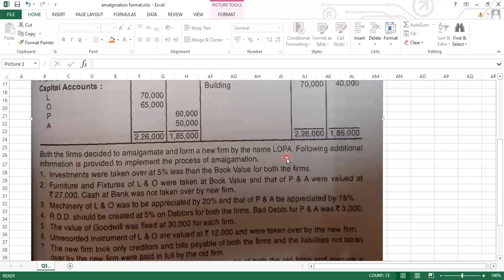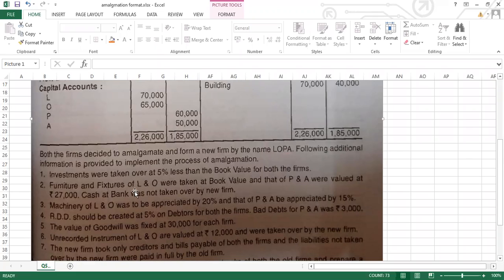Now, apart from this information, they have also given us some other information. Let's see what is the information which is given. The very first information is investment were taken over at 5% less than the book value for both the firms. So whatever the amount would be there, उसका क्या करोगे, लेस कर दोगे उसमें से 5%, and whatever would be the net amount that you will be writing down in the purchase consideration.